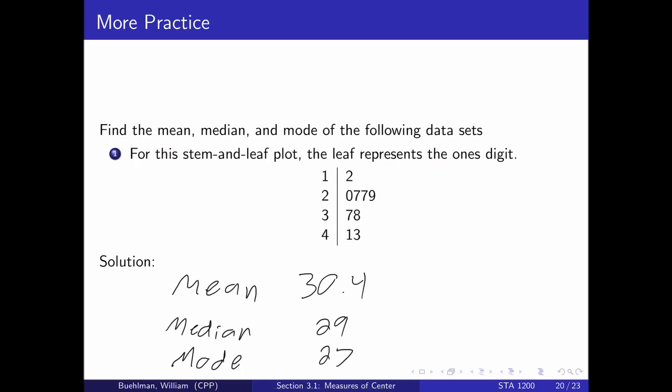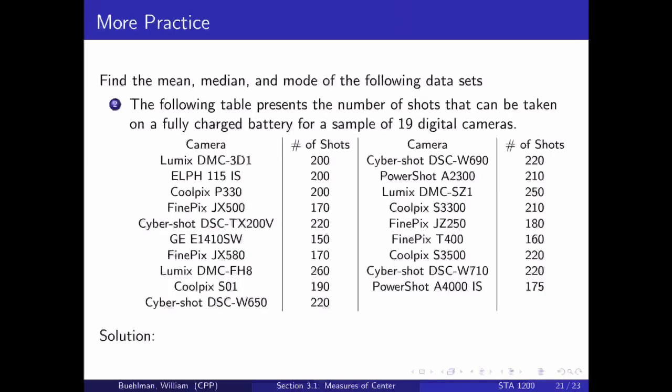If you guys had any problems getting that, you weren't sure how to make the data set out of the stem and leaf plot, go back, review how to do that. If you're still not sure, like I said in the last one, just send me an email and I will help you guys. Here's another practice problem. Again, you're gonna find the mean, the median, and the mode for the following data set. So the following table represents the number of shots that can be taken on a fully charged battery of 19 digital cameras. So go ahead, find the mean, the median, and the mode. As normal, pause the video and hit play when you're done. The answers will be shown in 3, 2, 1.